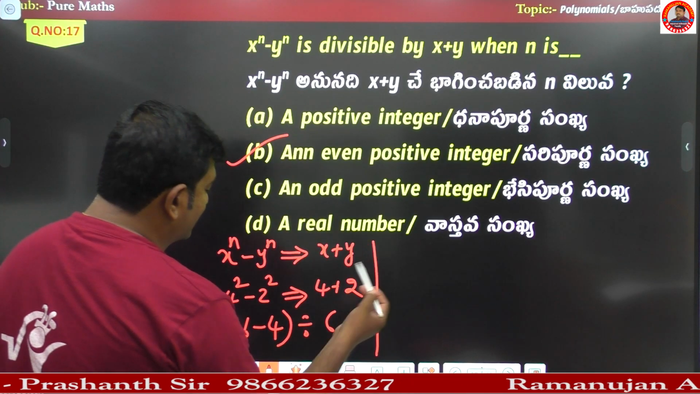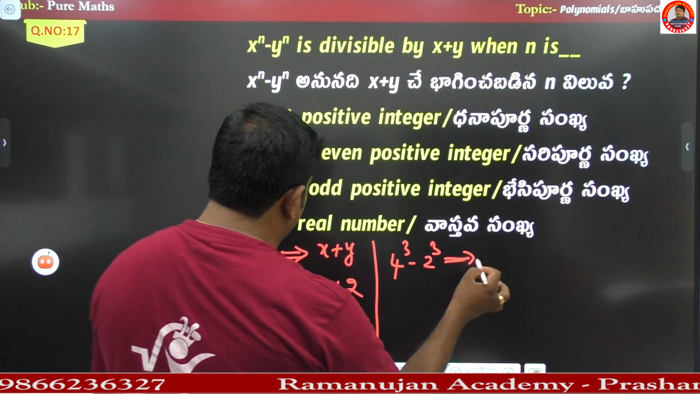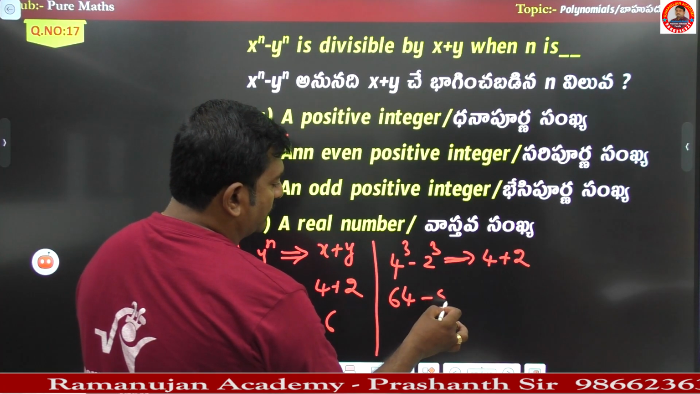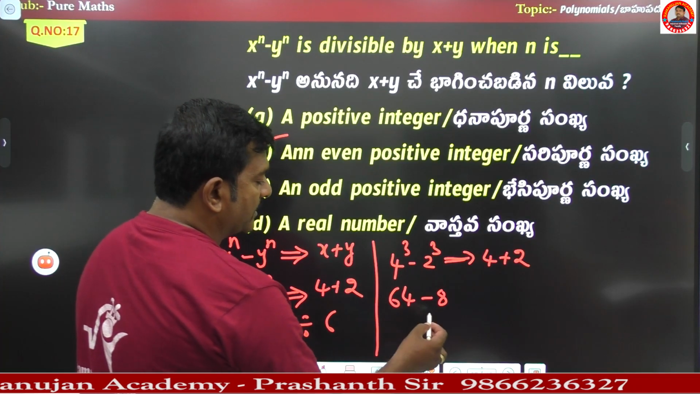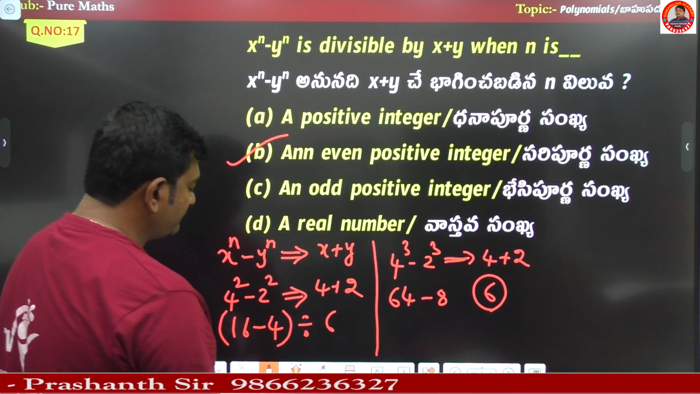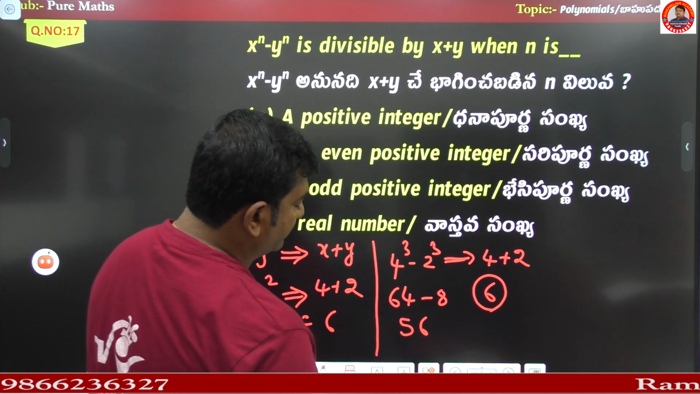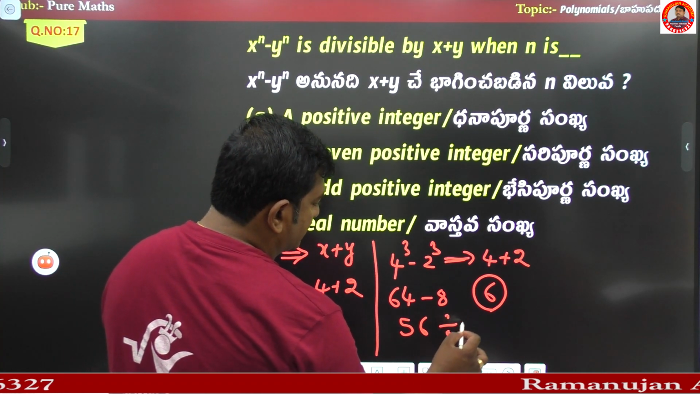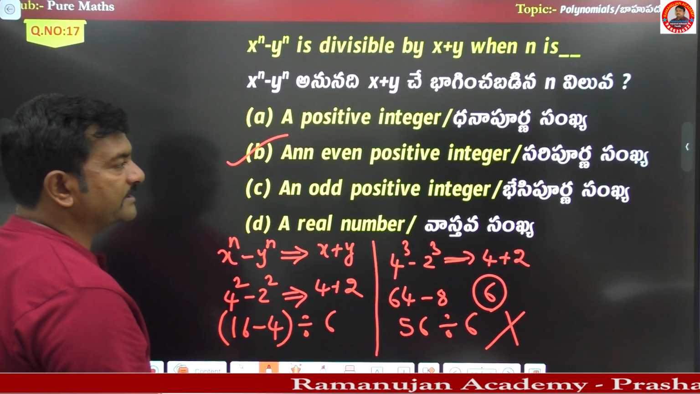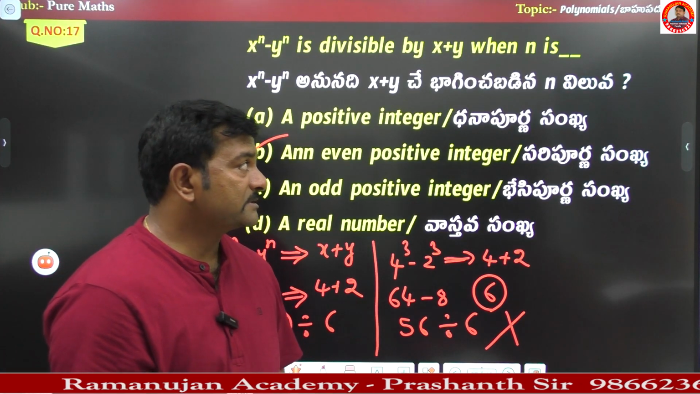Now you can check whether it is satisfied for an odd number or not. 4 power 3 minus 2 power 3, divisible by as usual 4 plus 2. 4 cube is 64, 2 cube is 8. So this is 56. Is 56 divisible by 6? 56 is not divisible by 6. Therefore this condition is satisfied only for an even number. Remember these are standard results, formulas.